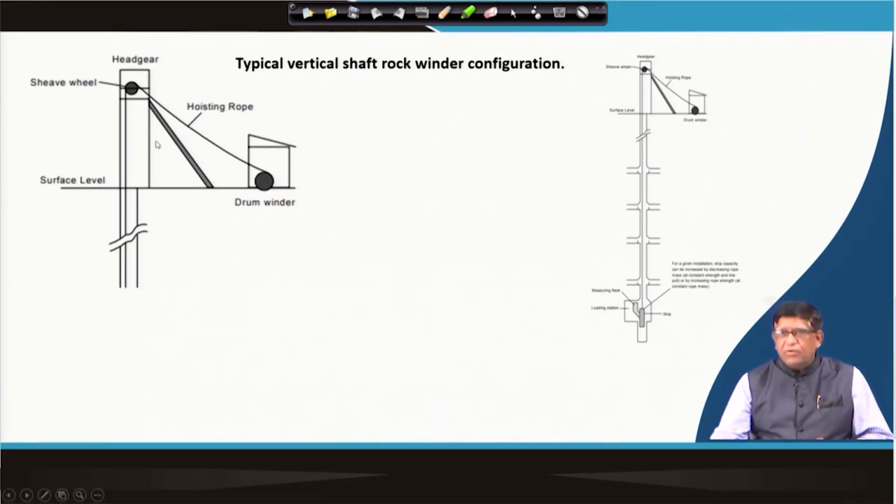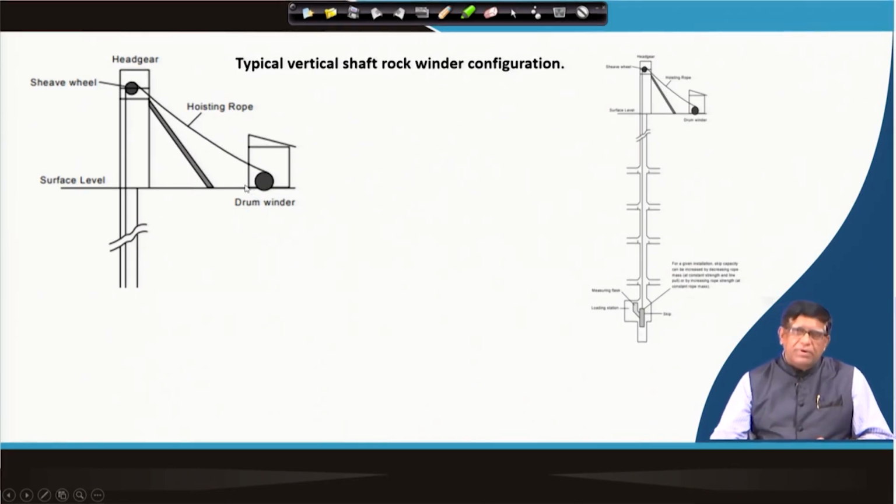You can think of taking an exercise on what should be the height of the headgear structure. Similarly, if you have a drum over here, at what distance will that drum be located, and how much rope should there be? Because if we have a very long distance over here, this rope will form a catenary. At that time, what type of rope should be used over there?